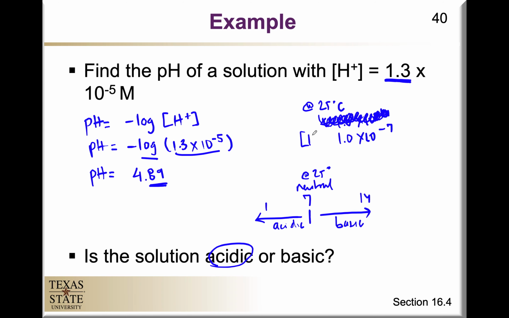So if we have a hydrogen ion concentration that is less than 1 times 10 to the minus 7, then that would be a basic solution. While if you have a hydrogen ion concentration that is greater than 1.0 times 10 to the negative 7, then that is an acidic solution. In this particular case, we have a concentration of 1.3 times 10 to the negative 5. That's bigger than 1 times 10 to the negative 7. So what we have is an acidic solution, right? So that's two ways to think about it.